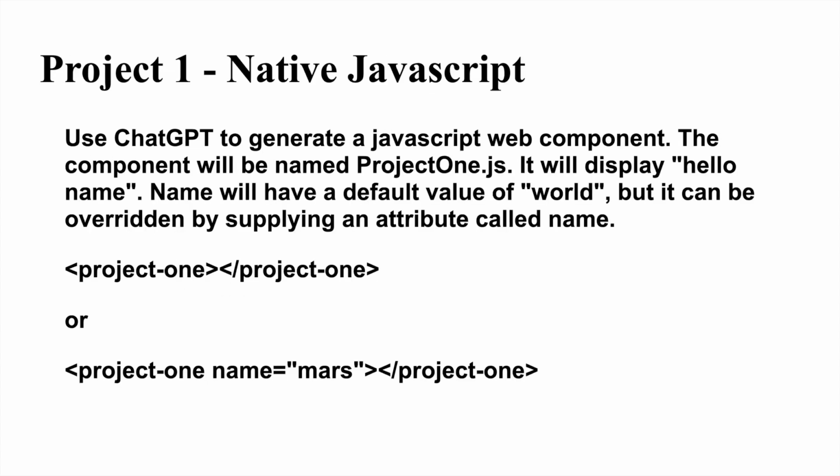Let's start our first project. We will use ChatGPT to generate the initial code for a native web component. This component will use JavaScript APIs that come standard with most modern browsers. It is a simple hello world, with an optional name attribute. The HTML tag that we are defining will be called Project 1.